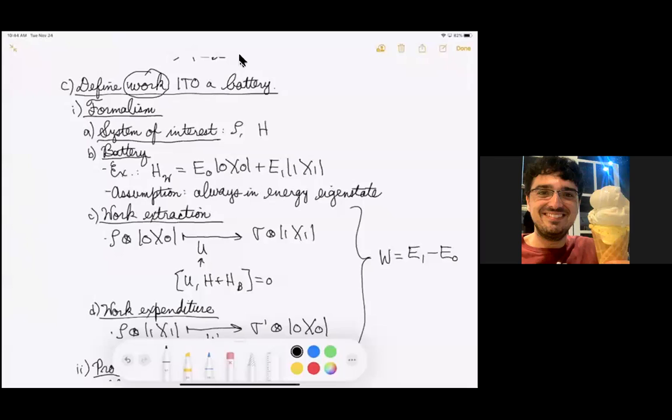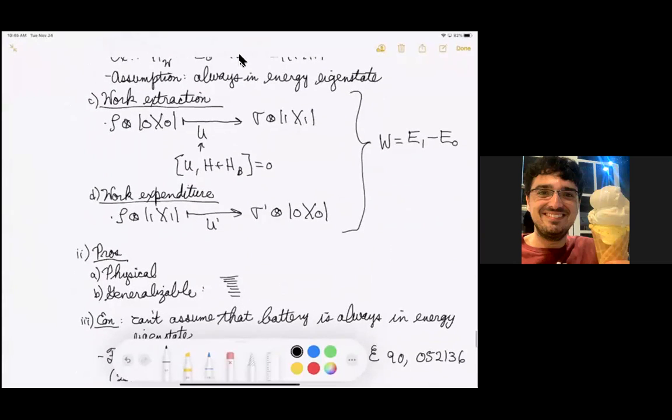Okay, so there's one question on YouTube, which is that if rho 1,1 goes into rho and then a linear combination of 0,0s and 1,1s, would there be an expenditure of work? So if it goes not only to sigma 0,0, but to a mixture of 0,0s and 1,1s, would that also mean an expenditure of work?